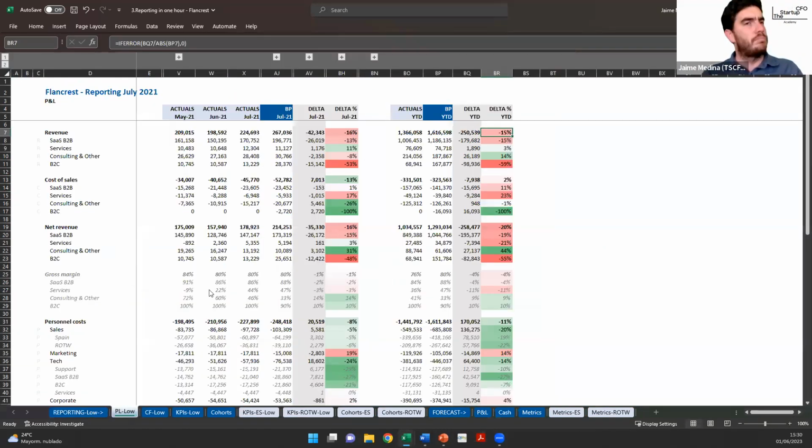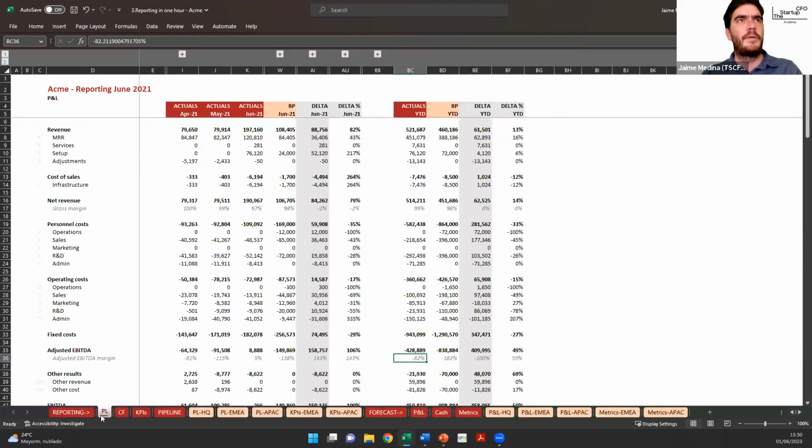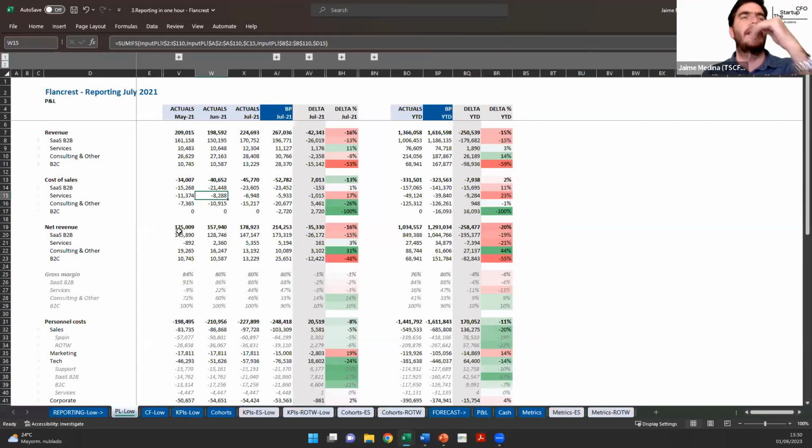Then on P&L, definitely I'm going to stop here. So we see that this company has several business lines. So I always say, in a good way, that our reporting is not very financial.